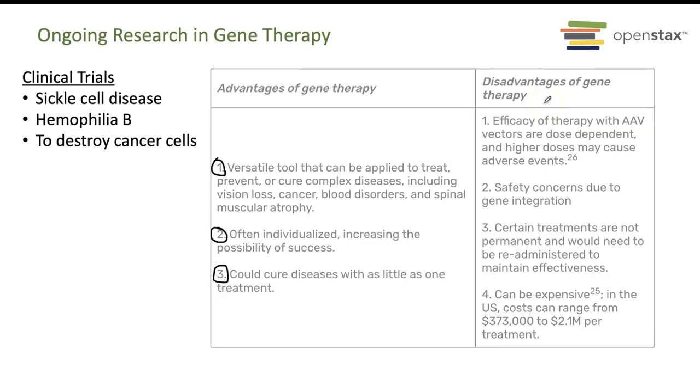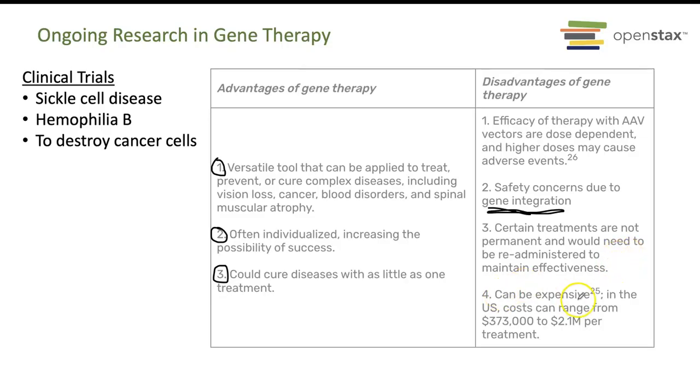There are some disadvantages. The efficacy of therapy with AAV, which is the adenovirus we looked at, is dose dependent, and higher doses may cause adverse effects. Safety concerns due to gene integration. So we don't really know. In this kind of format, they're getting better with the whole CRISPR introduction, but there's some concern over if you're going to insert that gene into a place that is not wanted, like in the middle of another gene, that would be bad. Certain treatments are not permanent and would need to be re-administered to maintain the effectiveness.